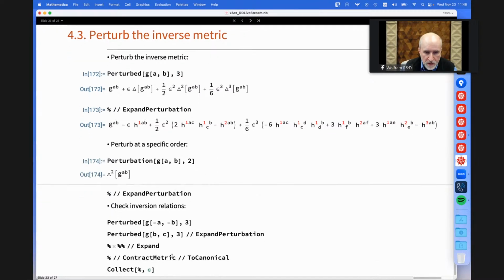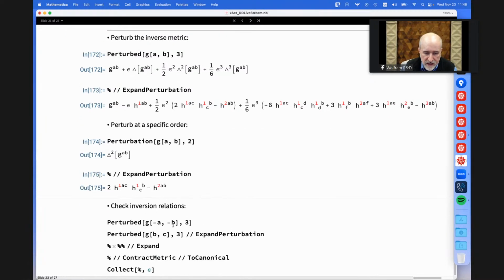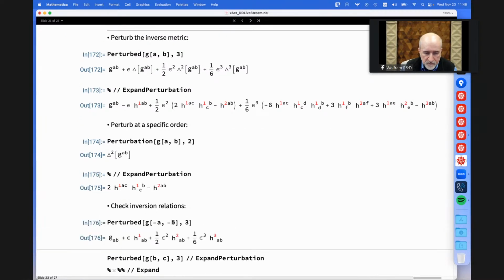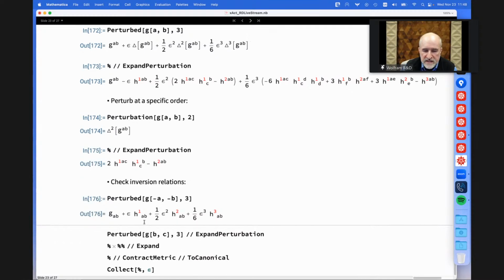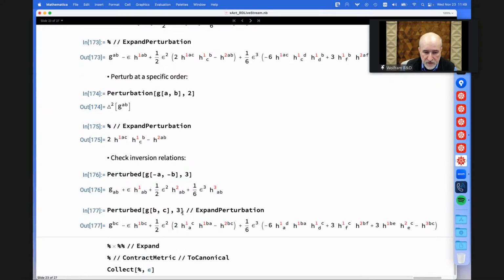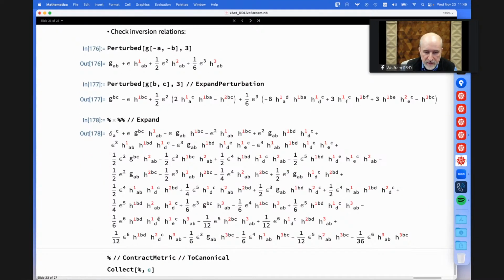So, for example, we perturb the metric and inverse metric to second order. We expand it. And now, let's check something. So that's the perturbation of the metric to third order. That's the perturbation of the inverse metric to third order. And now, of course, if I multiply the metric and the inverse metric, the result should be a delta. So I expand that thing.